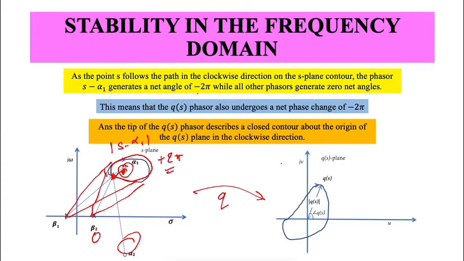So if S undergoes a phase shift of 2 pi, this also should undergo the phase shift of 2 pi, just for the expression of QS. And the tip of the QS phasor, which is this guy, describes a contour about the origin. What happens when S is equal to alpha 1? This is the origin. So this guy maps to the origin here.